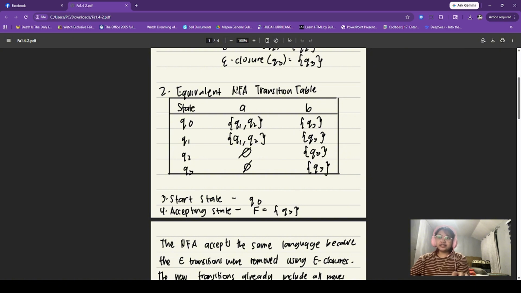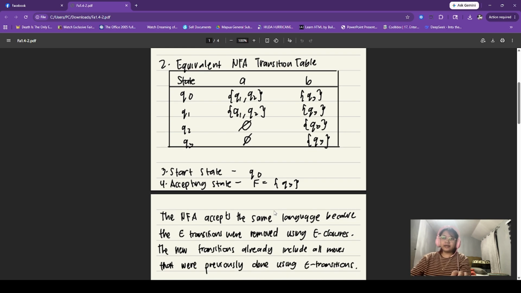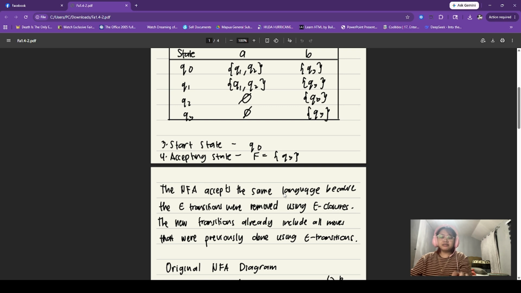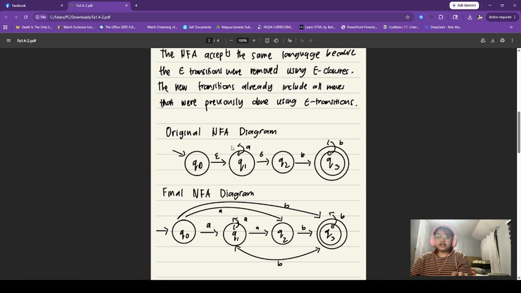The start state remains Q0, and the accepting state is still Q3. The resulting NFA accepts the same language because all epsilon transition moves are already included in the new transitions. Here's the original NFA diagram and the final NFA diagram.